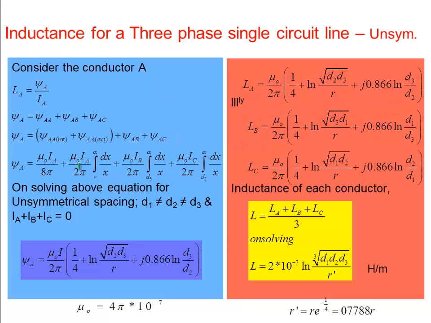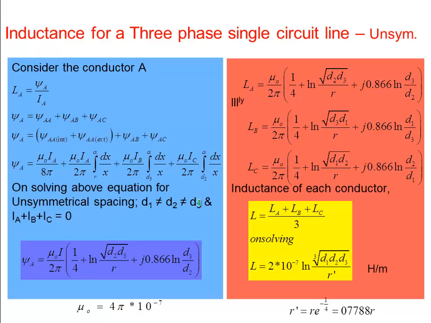Once we have represented all the values here, we have to solve the equation. But while solving the equation, the distances are not all the same here. We know that D1 is not equal to D2, which is not equal to D3. So for the solution, we have to solve these equations somewhat differently.